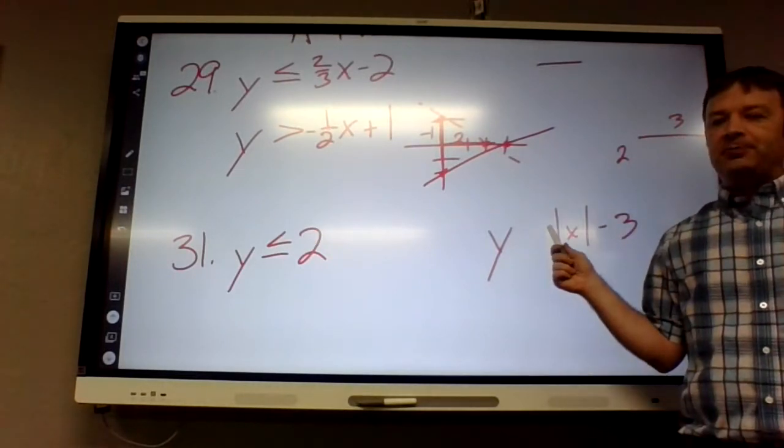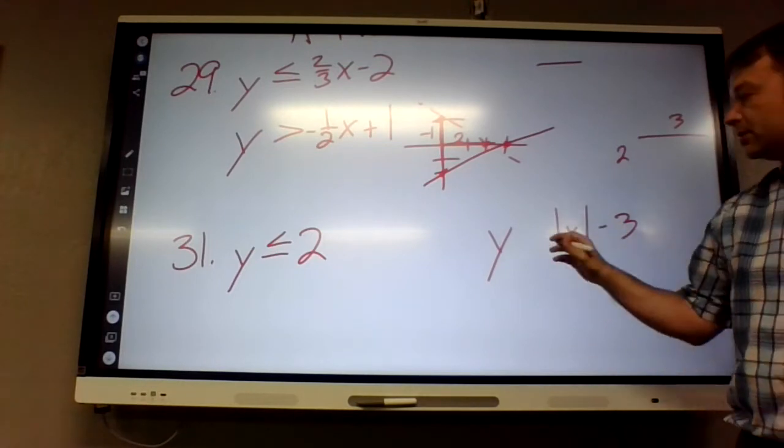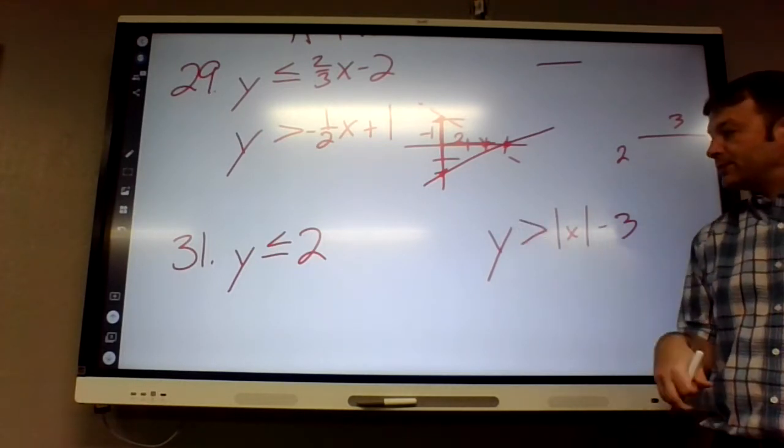So I kind of skipped this part. Is it greater than, less than, greater than or equal to? Y is greater than, right? It's dotted and it's above, so it's greater than.